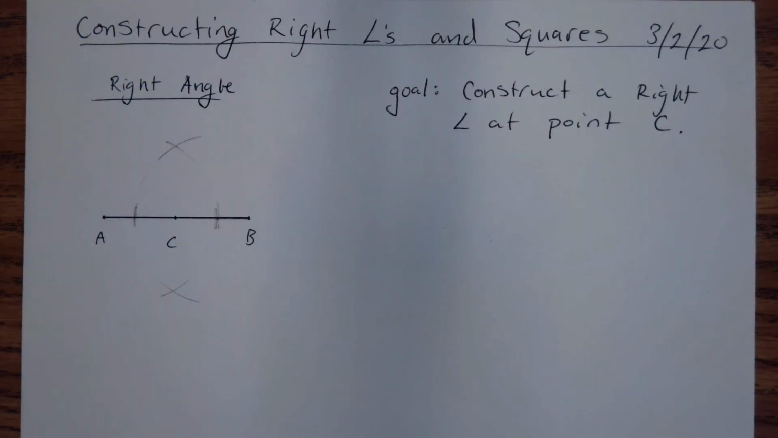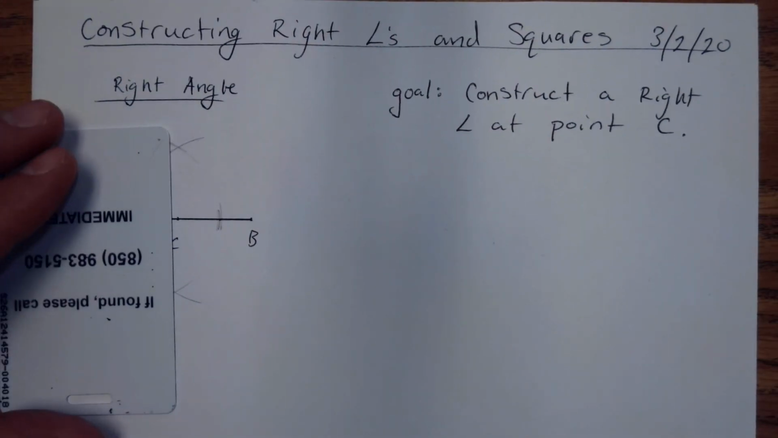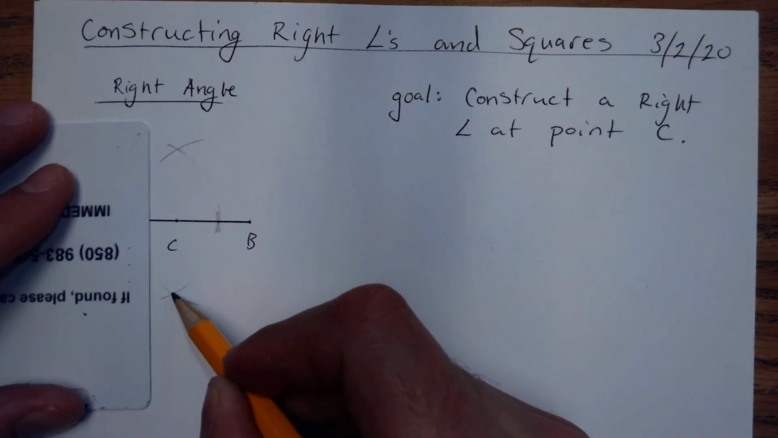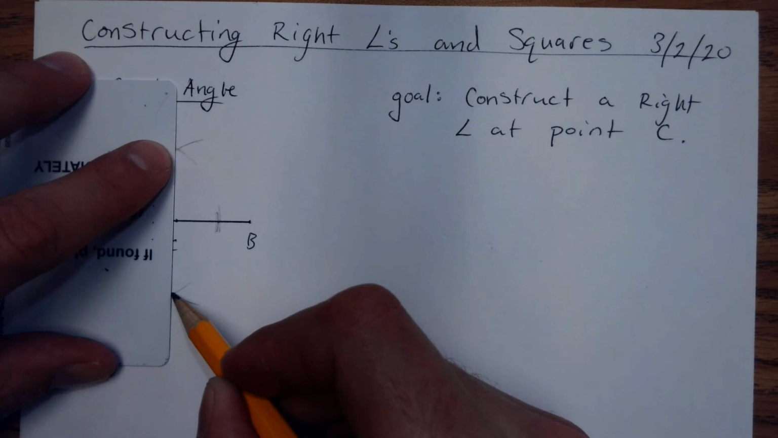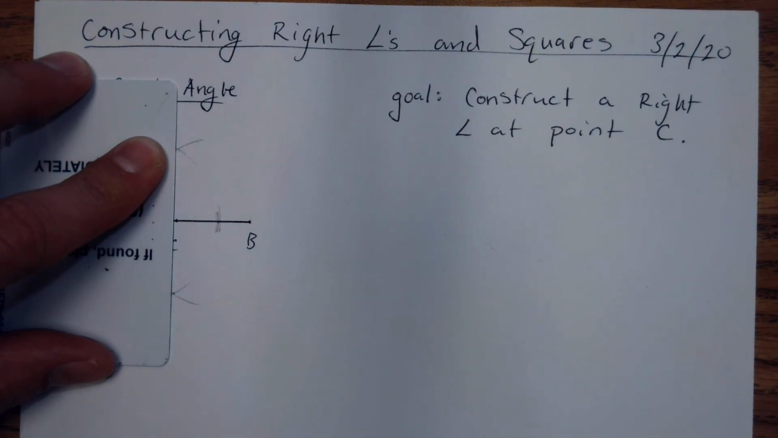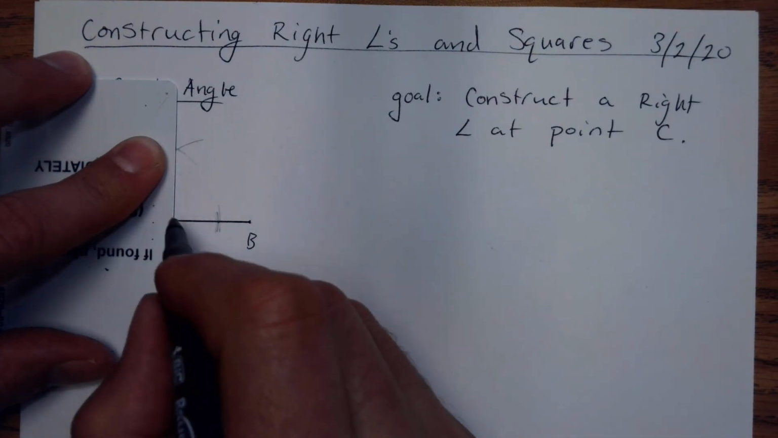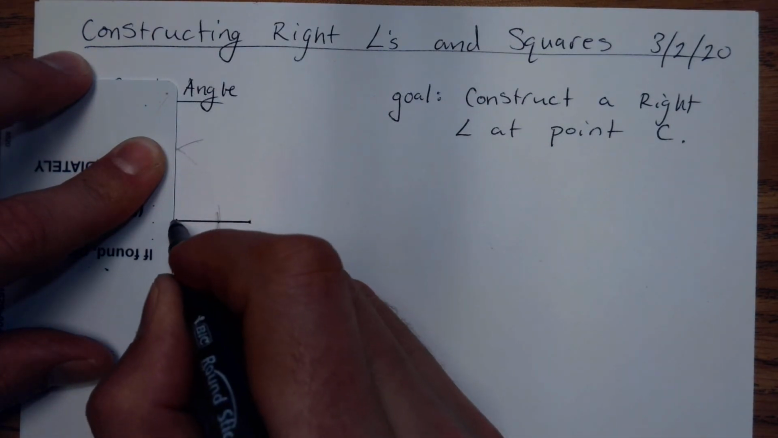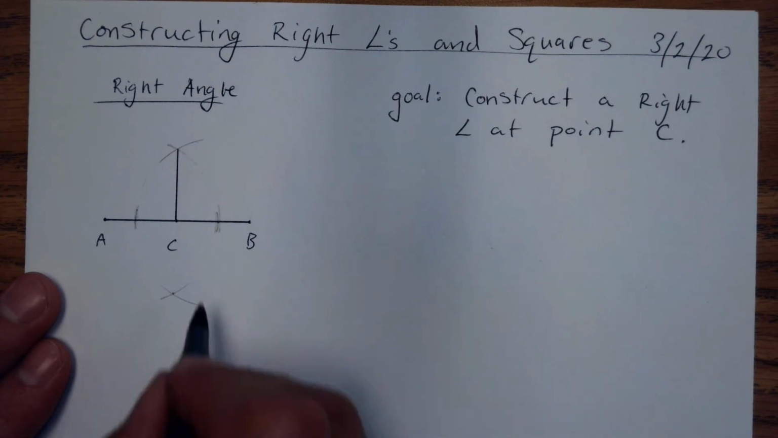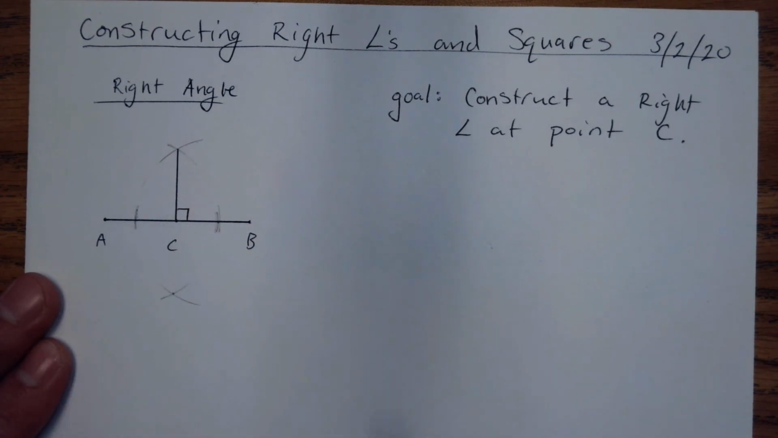The last thing that I'm going to do is make sure I put my pencil on this arc, and then I'm looking at this top part. And it should line up, or pretty close to line up, and then I'll go from point C all the way up, and I should have a perfect right angle.